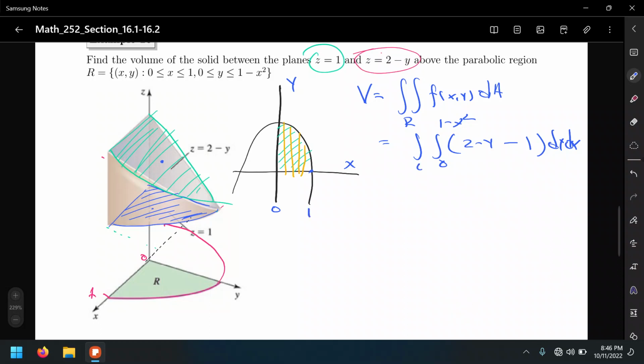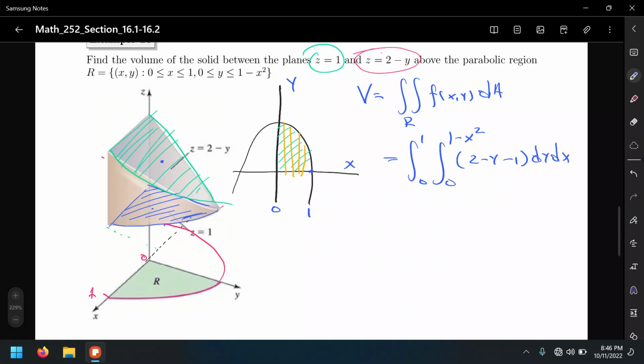All right. So let's evaluate the integral. Okay, let me write it more neatly. It looks like a mess. From 0 to 1, from 0 to 1 minus x squared, and that's 2 minus y minus 1. Much better. So let's simplify this first. That's the integral from 0 to 1, the integral from 0 to 1 minus x squared. 2 minus 1, that's 1 minus y. So that's negative y plus 1.